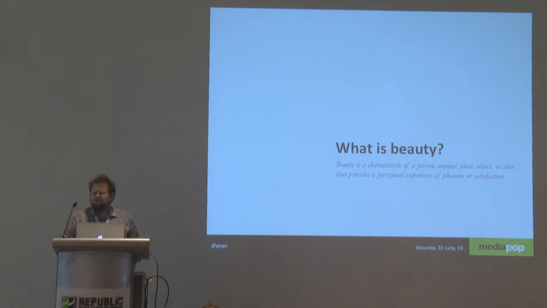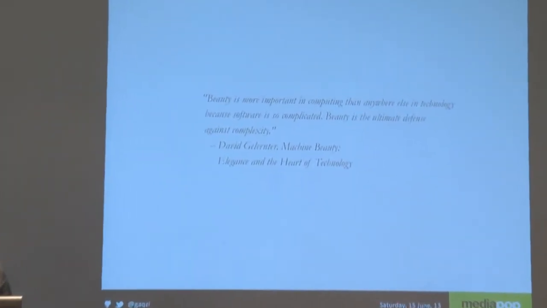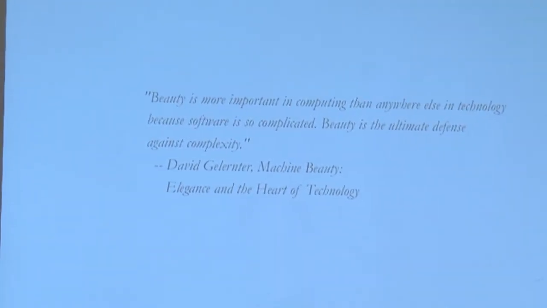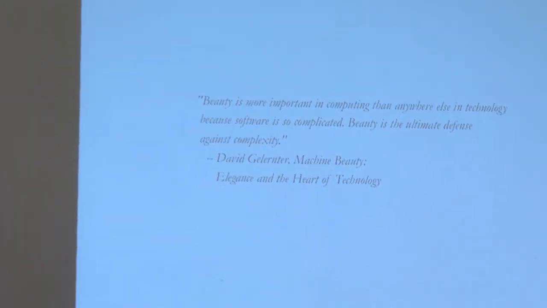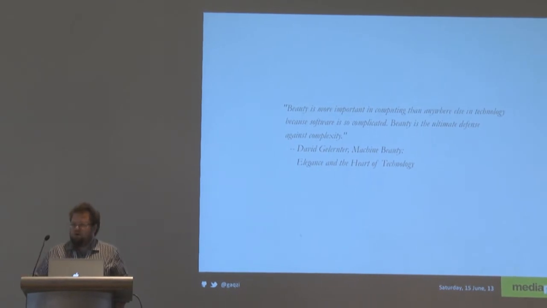And what does this have to do with programming? Well, quite a lot. David Gelernter, I don't really know what he does anymore, but once upon a time he wrote a book called Machine Beauty: Elegance and the Heart of Technology, and he says, beauty is more important in computing than anywhere else in technology because software is so complicated. Beauty is the ultimate defense against complexity. And this is something that keeps coming up as we talk about software.